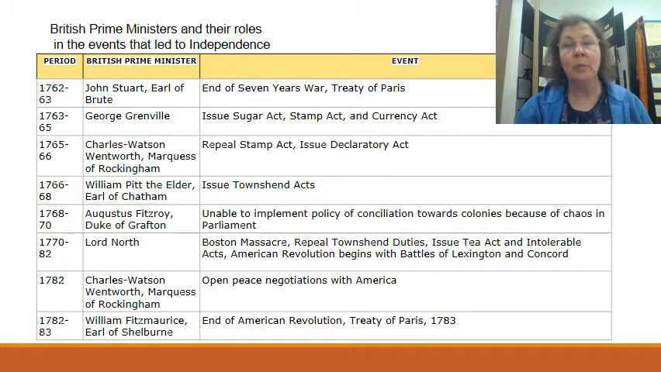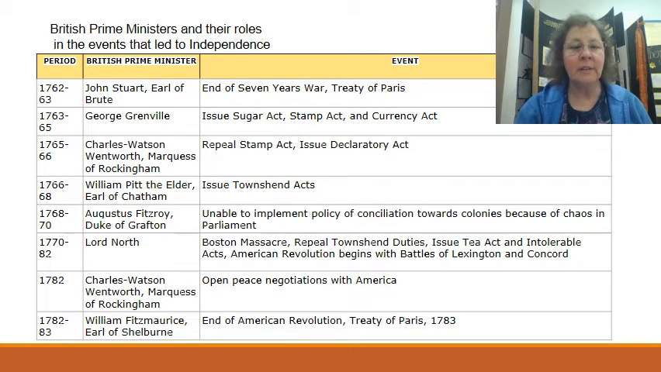1766 to 68 is William Pitt the Elder, and he is the Earl of Chatham. He issues the Townshend Acts on behalf of Charles Townshend, who was, remember, the treasurer, the chancellor of the Exchequer.